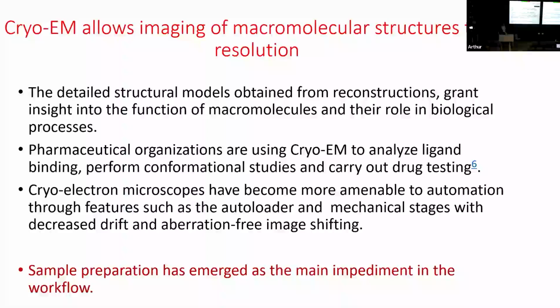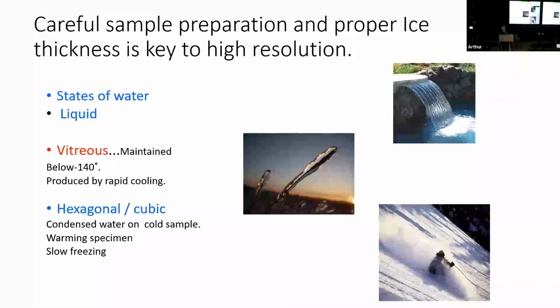Cryo-electron microscopes over the past 10 years have become more amenable to automation through features like autoloaders and mechanical stages that decrease drift and aberration corrections. But the problem still comes down to the same problem we've always had since Dr. Palade's day. Sample preparation is the main impediment to workflow. Once you get your sample prep done, you're moving forward. And why is sample prep so hard?